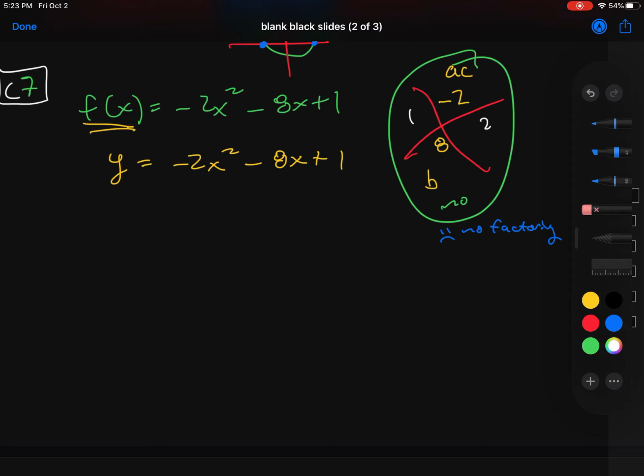So, I'm going to now identify our A. A is negative 2. I know it means it opens down. Don't do what I just did, kind of going sloppy there. A equals negative 2. B is negative 8, and C is positive 1. What do we have to use? Dun, dun, dun, dun, quadratic formula.